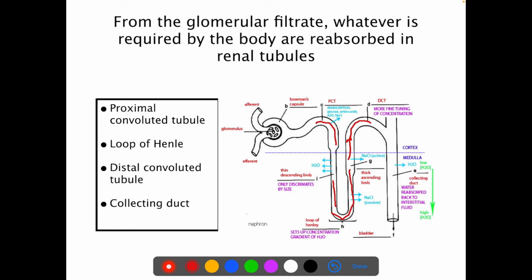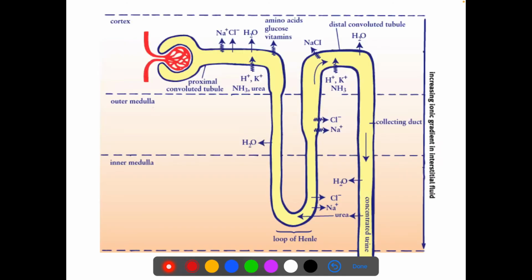So glucose, amino acids, water, sodium, chloride, potassium, bicarbonate, all these things are reabsorbed in the proximal convoluted tubule, and predominantly sodium and water are reabsorbed in the loop of Henle. Then there is reabsorption of many of these substances in the distal convoluted tubule also. So from the glomerular filtrate, whatever is required by the body is reabsorbed in the renal tubules.